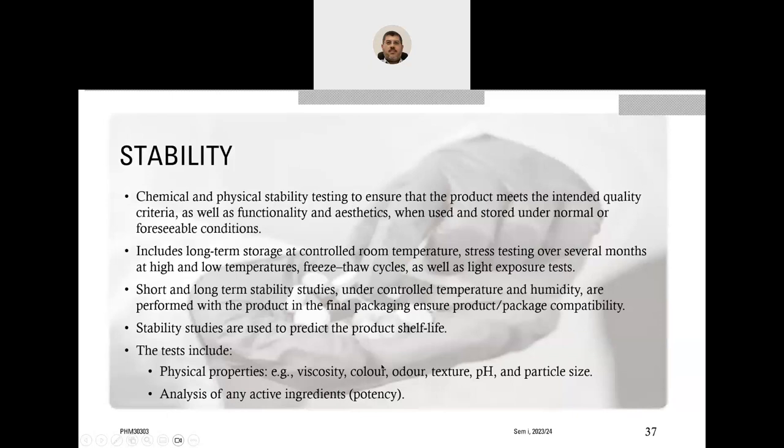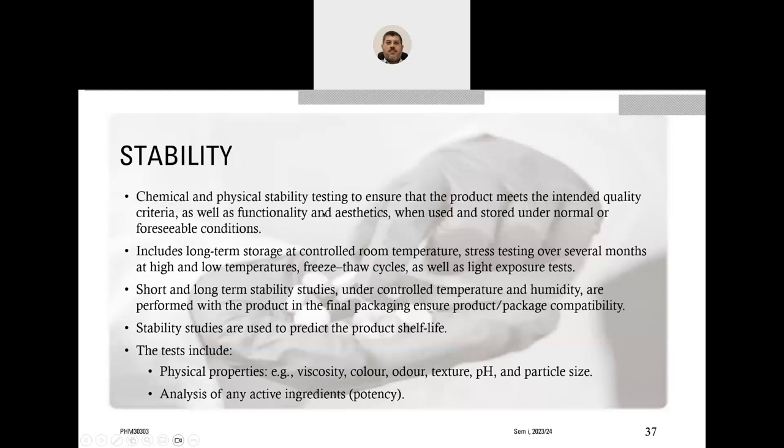Stability testing, as we mentioned, is the final stability testing that we conduct on the product in the final packaging, and we want to ensure chemical and physical stability. So we have to store them in appropriate storage conditions when it comes to humidity and temperature, and then we will look for the chemical and physical stability indicators of the product.